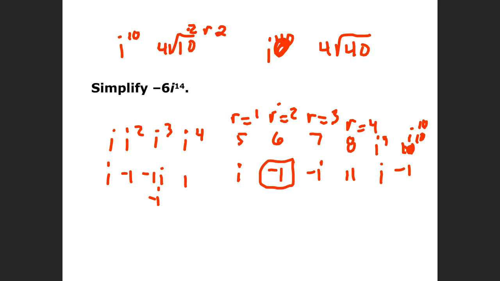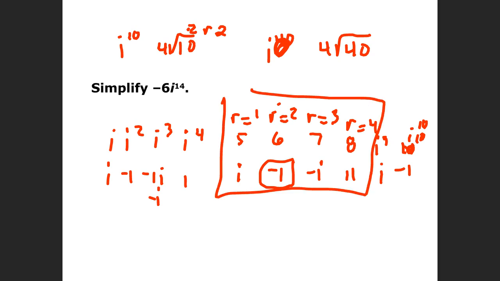So it does work out. So whenever you have a power that's way up there, and you will get a question like that on your assessment, just divide by 4. Whatever the remainder is, all you have to do is look at this little chart right here. It should just be a 1.